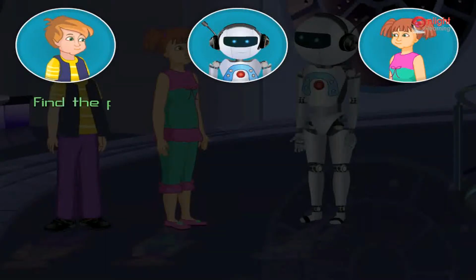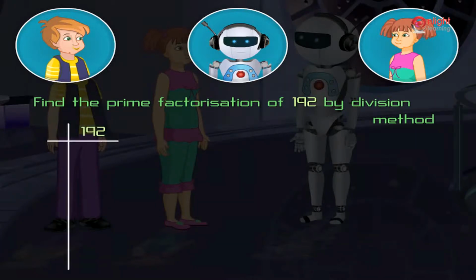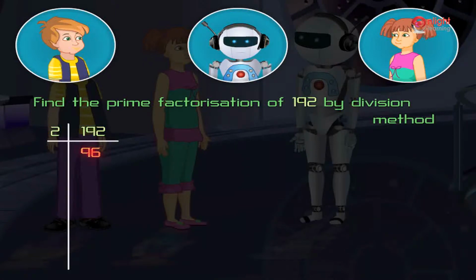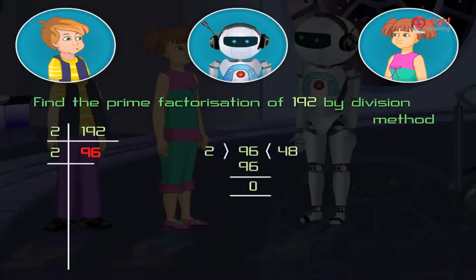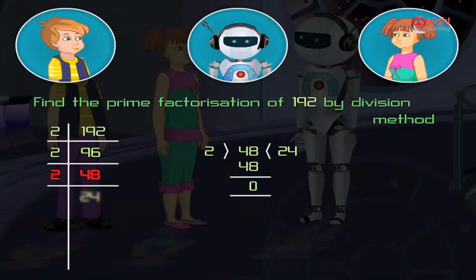Can you find the prime factorization of 192 by division method? The least prime number which divides 192 without leaving remainder is 2. Dividing 192 by 2, we get the quotient as 96. Again, dividing 96 by a prime number 2, our quotient is 48. The least prime number which divides 48 without leaving a remainder is again 2. So 48 divided by 2 gives the quotient as 24.